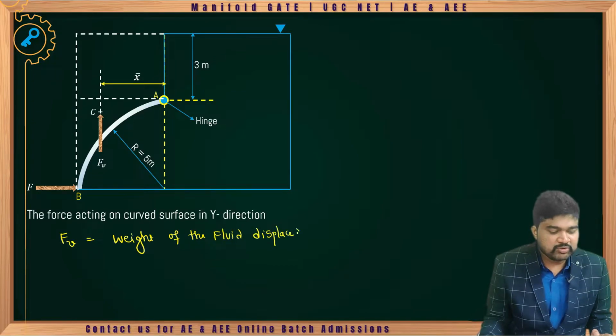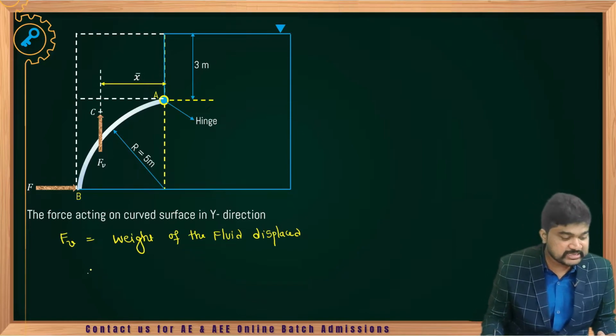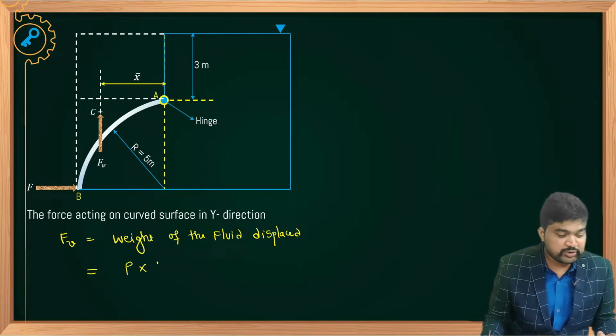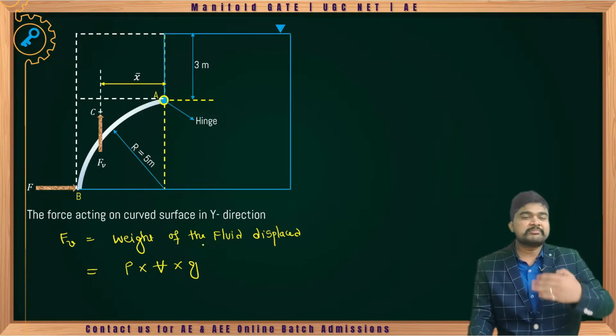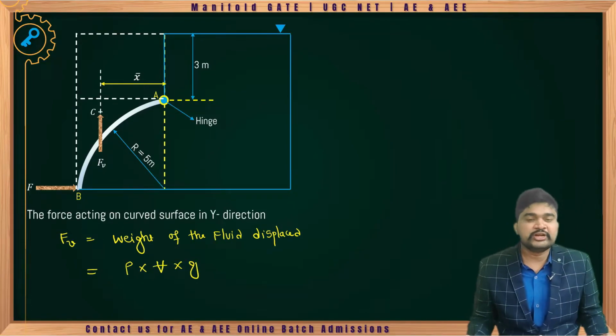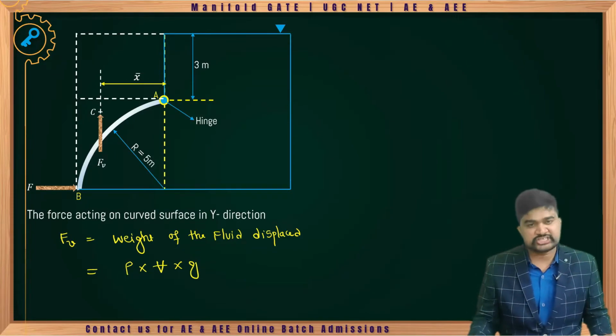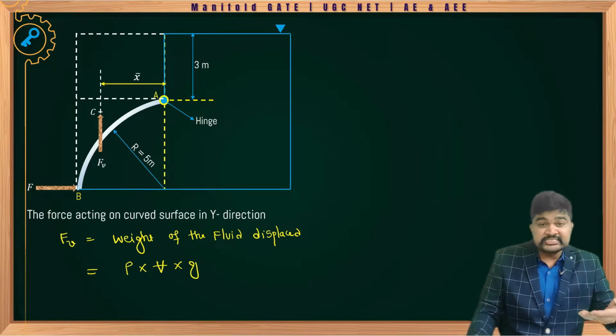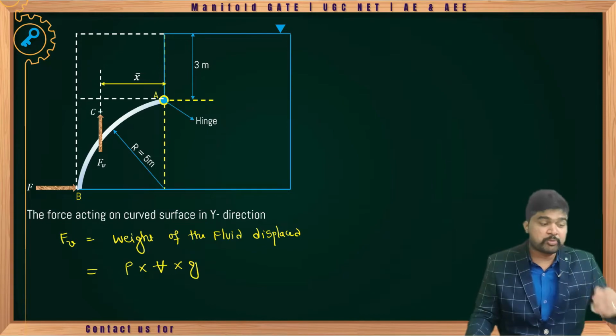Clear na? How to determine the weight of the fluid displaced? Density of the fluid into volume of the fluid displaced into g. So to determine the volume of the fluid, we need to calculate the area of cross section. Okay, the buoyancy force always acts in the vertically upward direction.